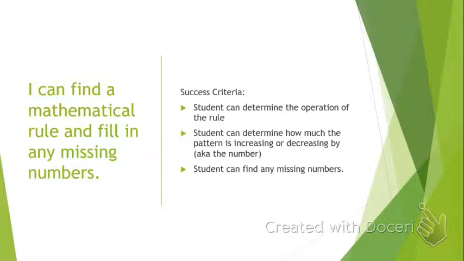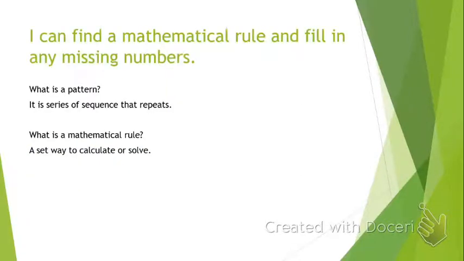And then the next thing we want you to be able to do is determine how much the pattern is increasing or decreasing by. Also, we basically find the number, like how much. Is it 2? Is it 5? And then student can find any missing numbers. So again, our learning target is I can find the mathematical rule and fill in any missing numbers.